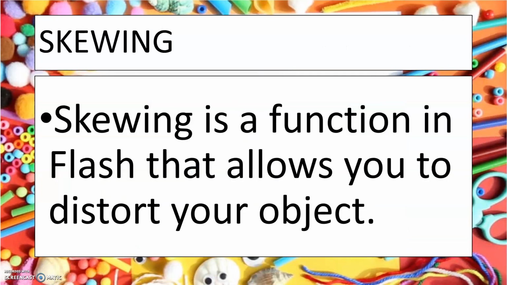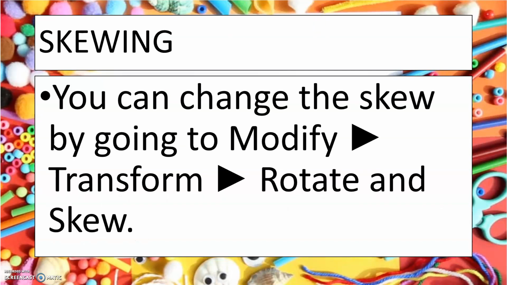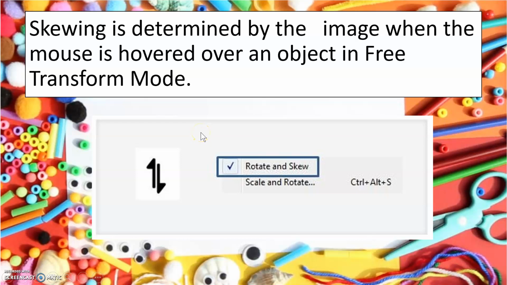Skewing. Skewing is a function in Flash that allows you to distort your object. Skewing allows you to change the outlook of your object, which scaling, flipping, and rotating could otherwise not do. You can change the skew by going to Modify, Transform, Rotate, and Skew. Skewing is determined by the image when the mouse is hovered over an object in free transform mode. This is the icon for skewing.